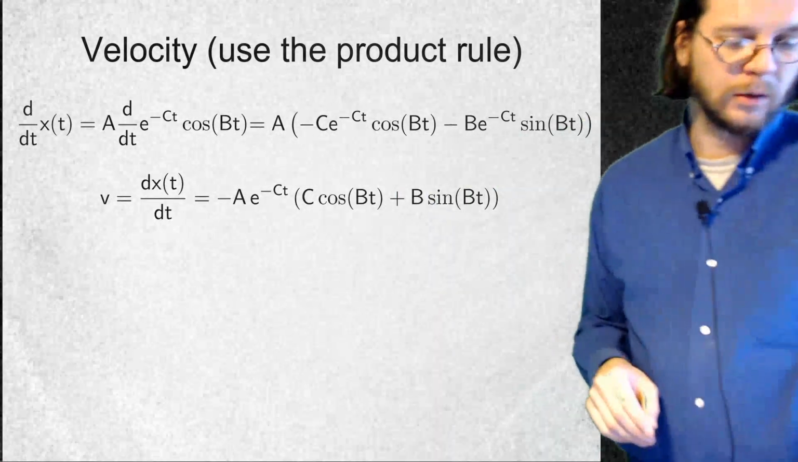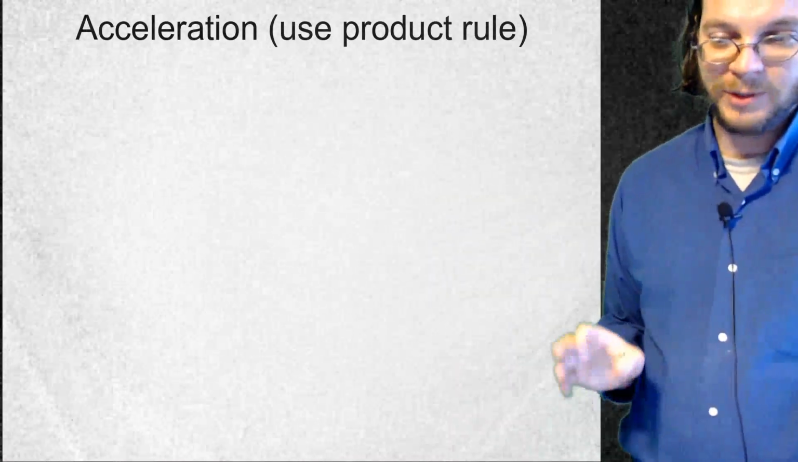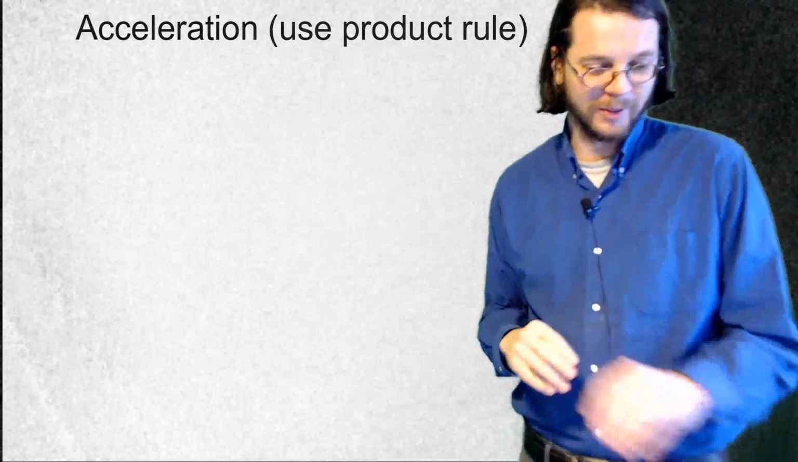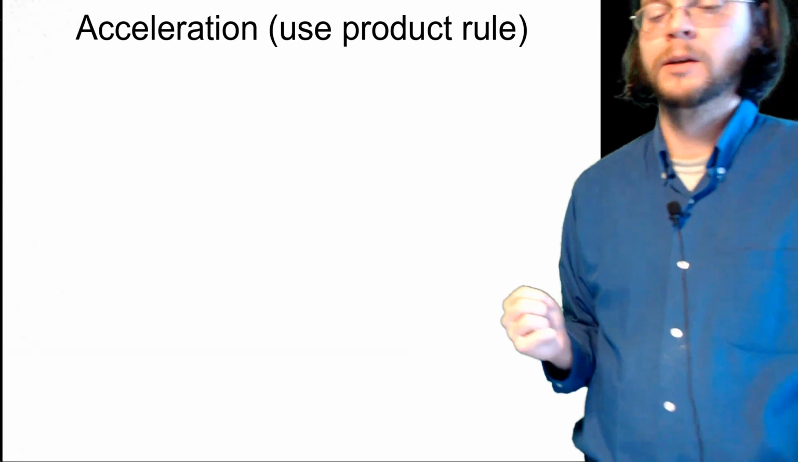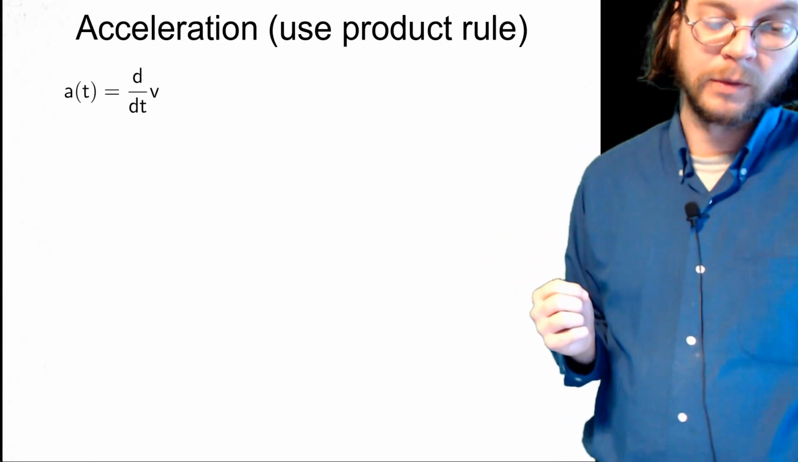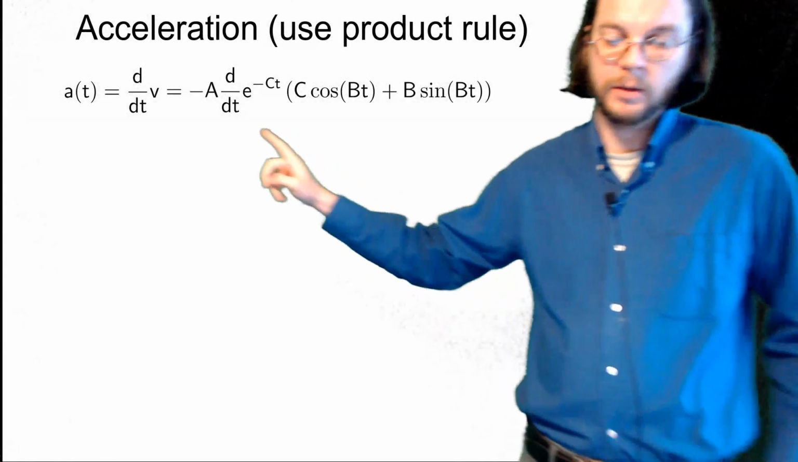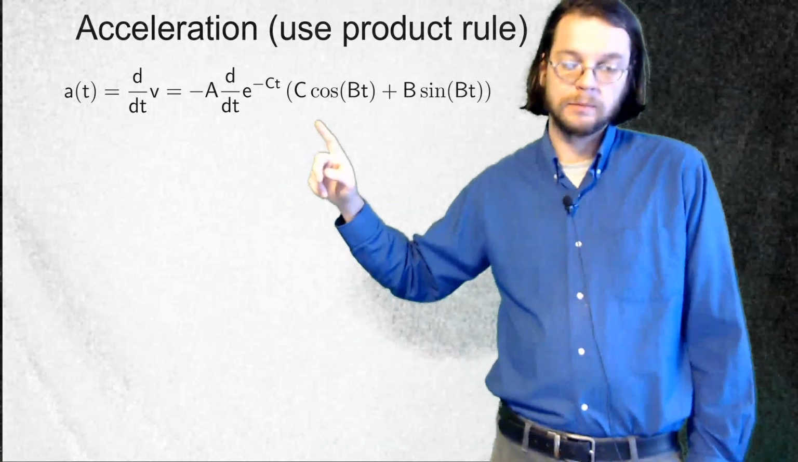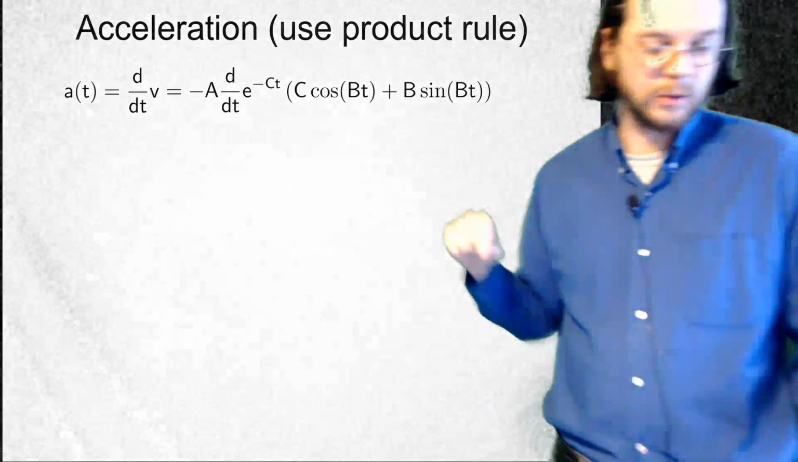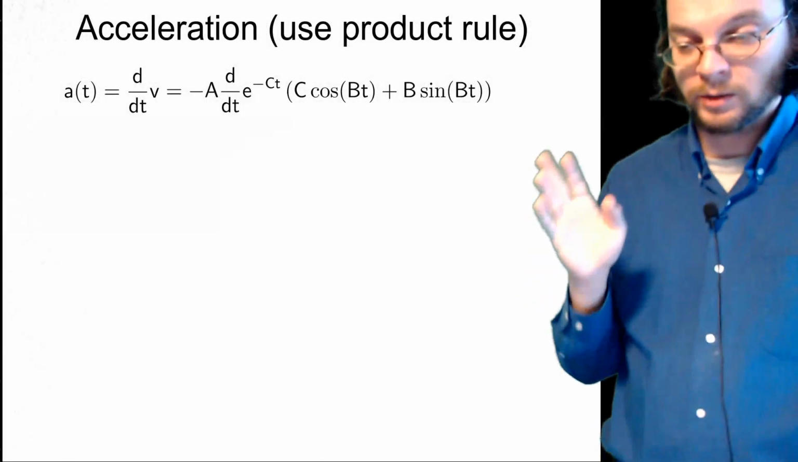The next part is probably the worst of it, but we have to take the derivative of the velocity we just figured out to get the acceleration. So we're going to take the derivative of this thing, and now we're going to do the product rule all over again with more terms. It's going to get a little bit messy there, but hang in there, we'll get through it.